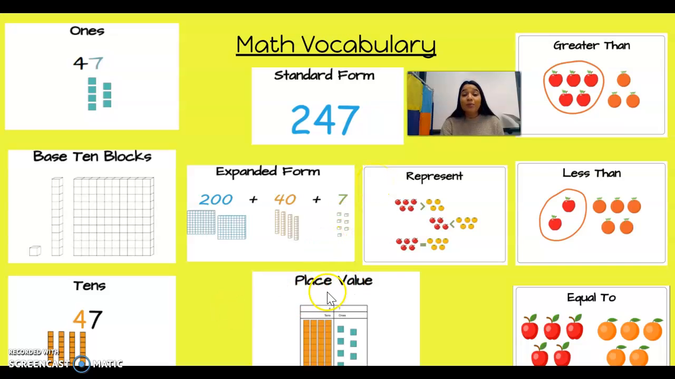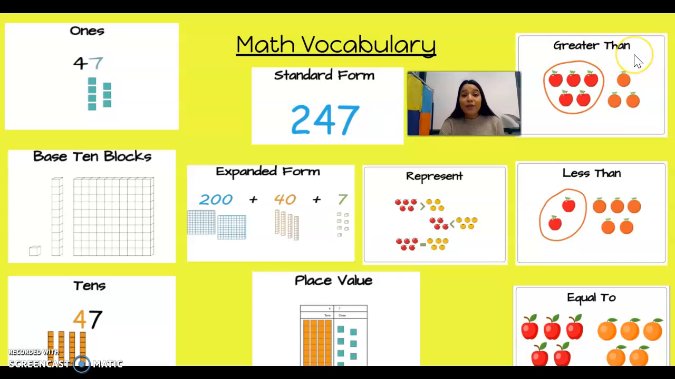Place value. A place value chart lets us know how many tens and ones a number has. So 47 has 4 tens and 7 ones. Represent. Represent is when we use our greater than, less than, or equal to symbol in a number sentence, just like it shows right here.